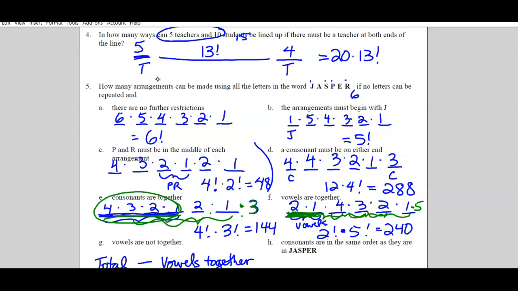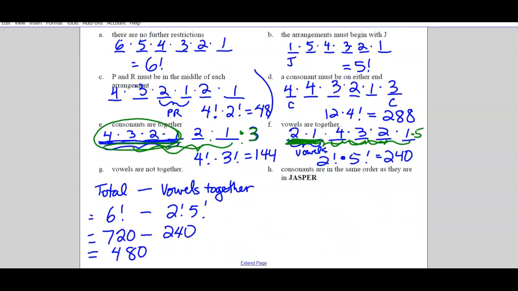Going to go back so things are a bit bigger on this one here. Okay, so this next one, consonants are in the same order as they are in that word jasmine. So that means there has to be a J, an S, a P, and an R. Same order. Okay? Because of that, there's only one way to have those consonants there.